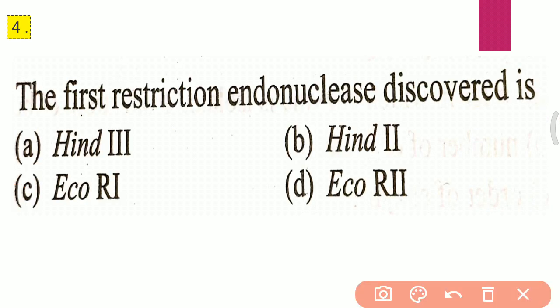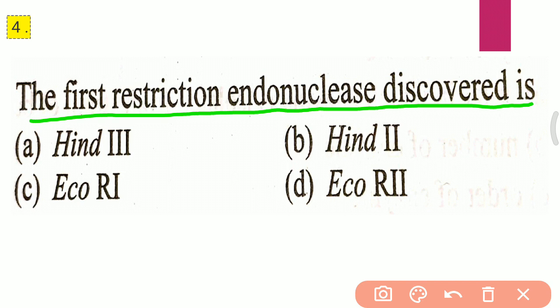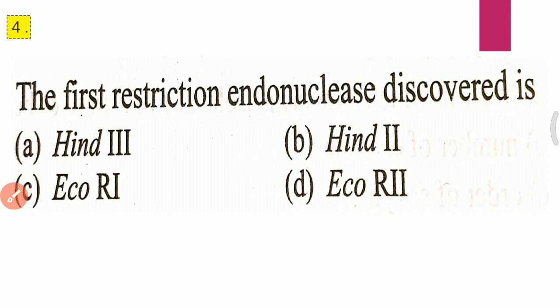Question fourth. The first restriction endonuclease discovered is A. Hind3, B. Hind2, C. EcoR1, D. EcoR2. The first restriction endonuclease discovered is, and the correct answer is B, that is Hind2.